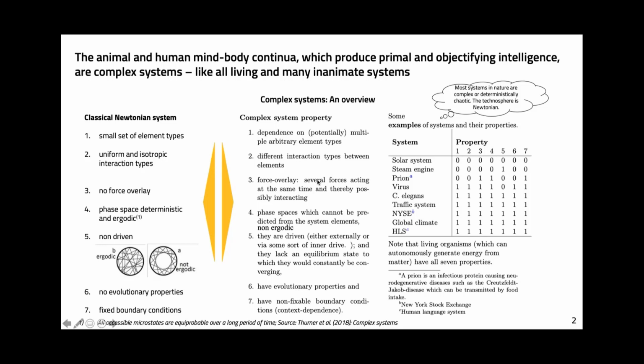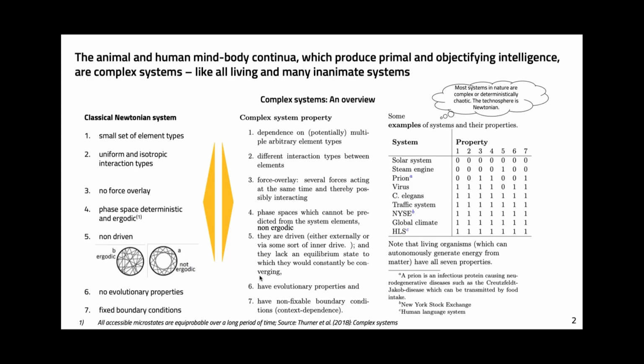The phase spaces that they have cannot be predicted from the system elements, and they are non-ergodic. So they behave in a way that the microstates are not accessed over a long time with the same probability. And they're also driven. So they have inner or external drive. External drive is, for example, the steam engine that gets heated from coal. Internal drive is what humans or bacteria have. This is the drive to reproduce and also to survive.